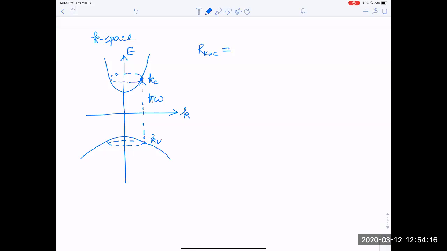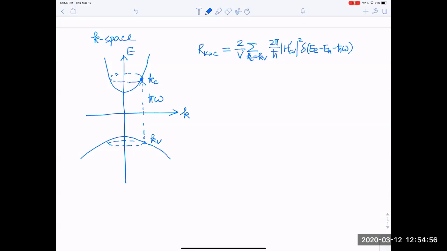We have done that before. It's basically 2 over V that we sum up over all the K space with Kc equal to Kv. And the transition strength is 2 pi over h bar. And let me rewrite the matrix element as HCV. So now the final state is the conduction band, and the initial state is the valence band. And there's a delta function of E minus EH is equal to h bar omega.